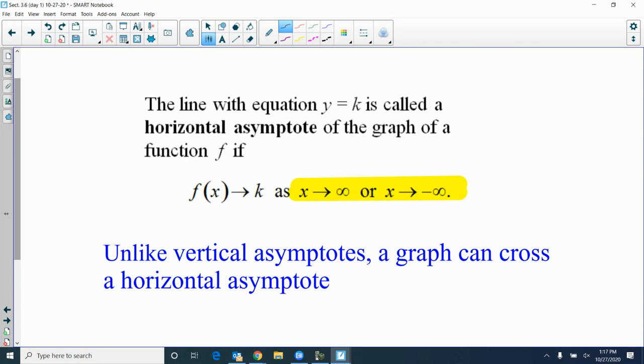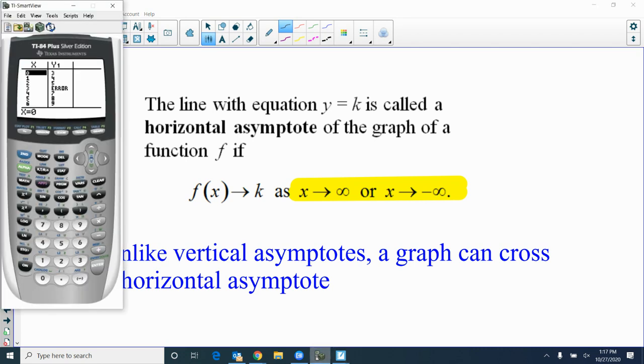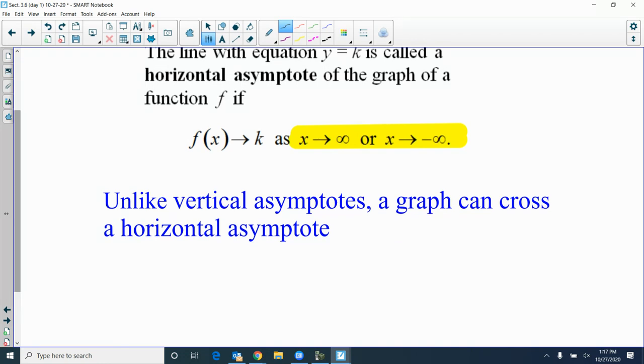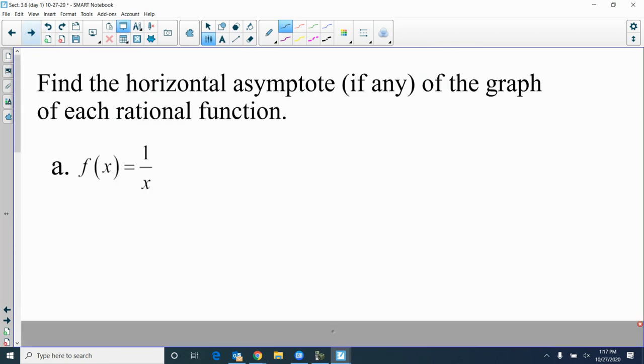So here's what you've got to do: think, what happens when I plug in really big numbers? Does it go towards something or does it not? What function did we have in there? We had x squared minus 9 over x minus 3. That ended up being a line. Okay. All right, so for that first one, find the horizontal asymptote, if any, of the graph of each rational function.